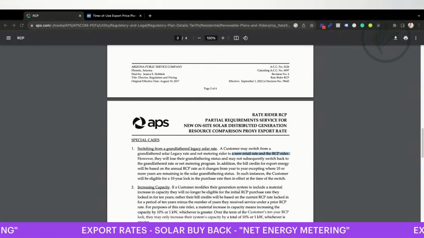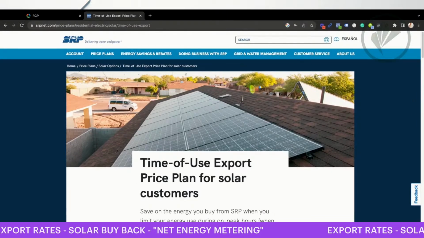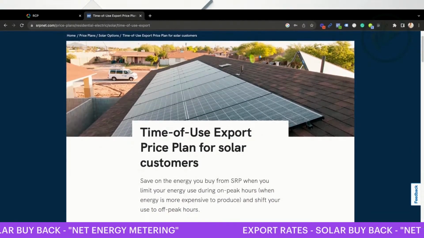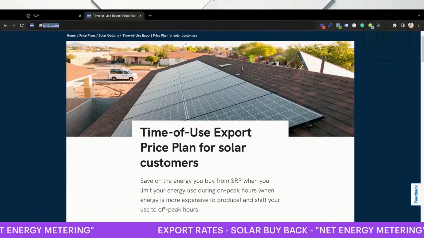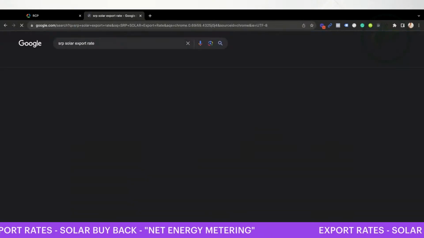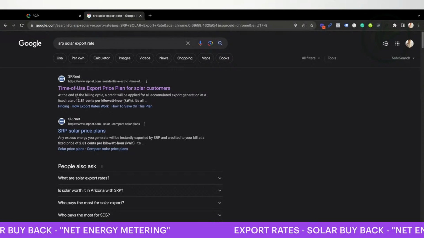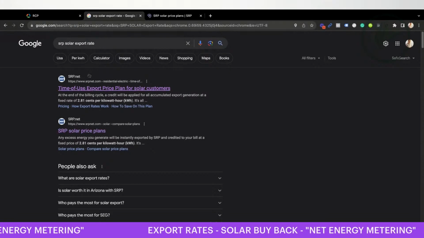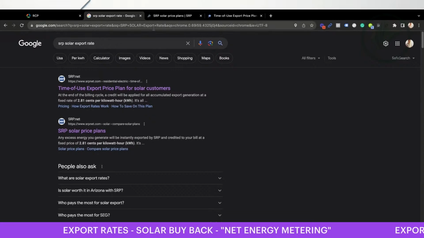Next, let's take a look at SRP. They're a little bit more complicated and a little bit harder to find. But if you just, again, search SRP solar export rate, as I already did there apparently, we'll click on the first one. We'll actually click on both of them because I don't know which way to go.